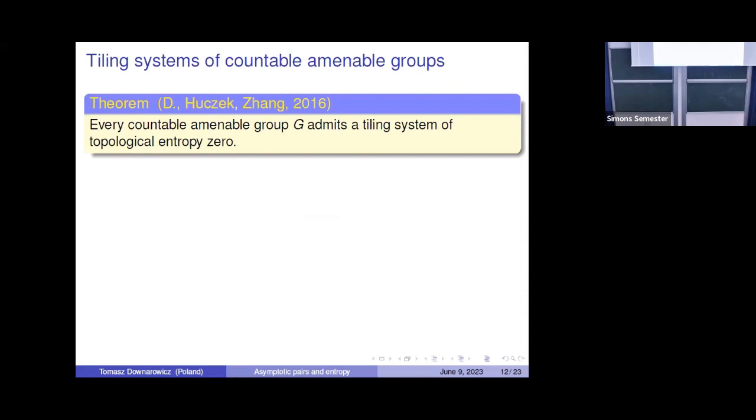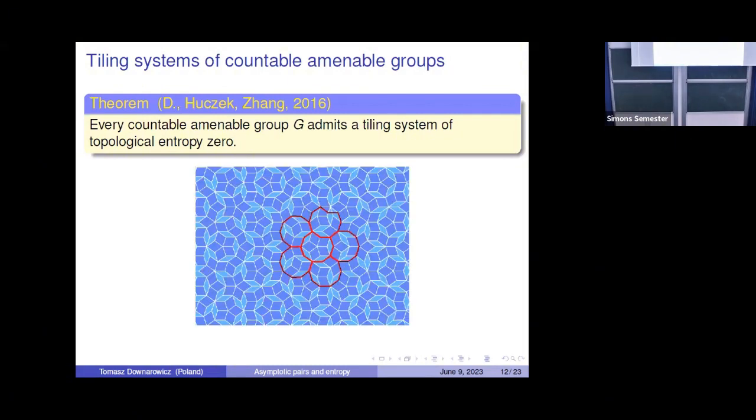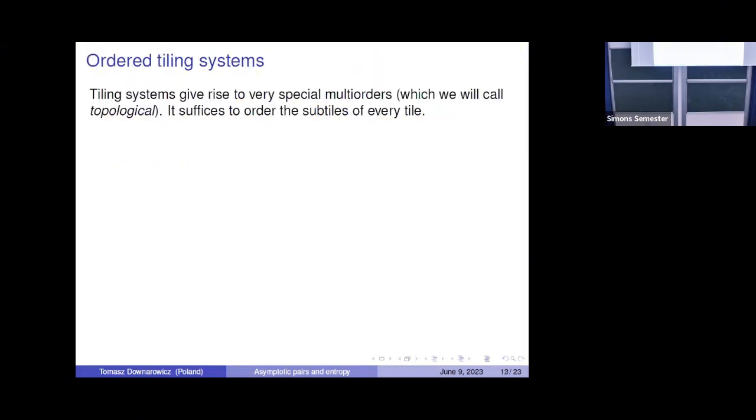Every countable amenable group admits a tiling system of topological entropy 0, which is very convenient in many aspects. So here is a picture that shows part of one element of this sequence, tau k. The first one is the blue tiling. Then I marked several shapes or tiles of the next generation. And maybe the whole thing, which is framed in black line, is a tile of the third generation tiling. And you can also imagine that this whole thing is moving by shift. So this is what a tiling system is.